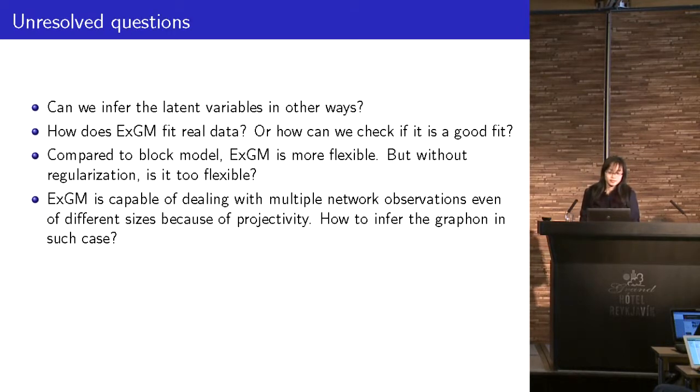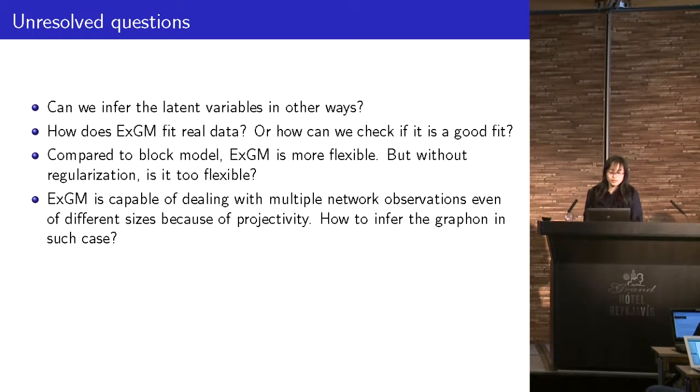There are some interesting questions we hope to answer, which are not solved yet. The first is that the latent variable estimation using the degree distribution is rather simple and does not utilize all the information in the observation. Can we have a better solution? The second is, how can we do model checking for the exchangeable graph model? The third is that, compared to the favorable network model, the block model, the exchangeable graph model is much more flexible. But as the graphon W can take any functional form, is it too flexible, so that without regularization it is hard to specify?